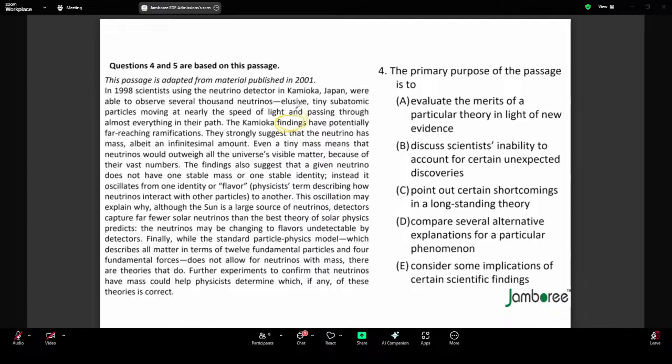So they were not specifically comparing it. They just said this has happened. They found a lot of them. They were traveling nearly at the speed of light. So of these findings, the implications or ramifications are far reaching. And they're considering this because the experiment, if any of these theories is in fact correct, if they do turn out to be correct, this can have a far reaching impact. So this one makes more sense.